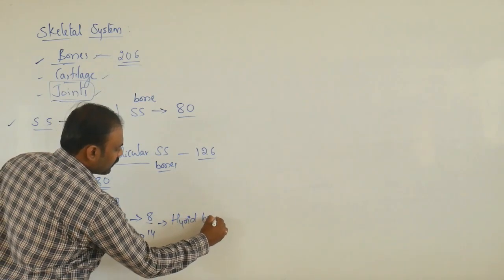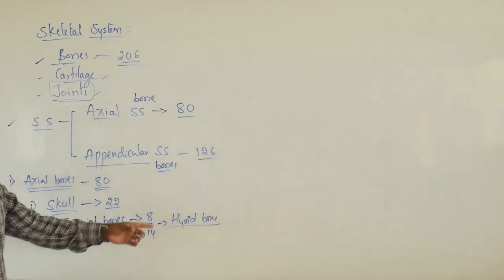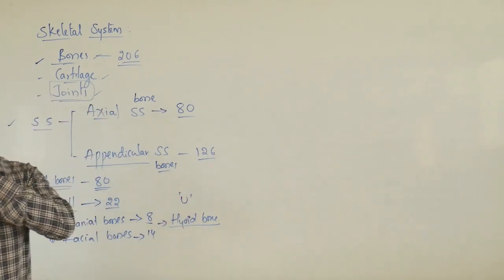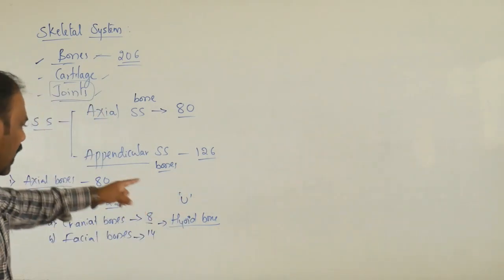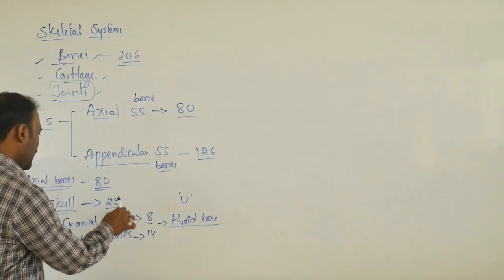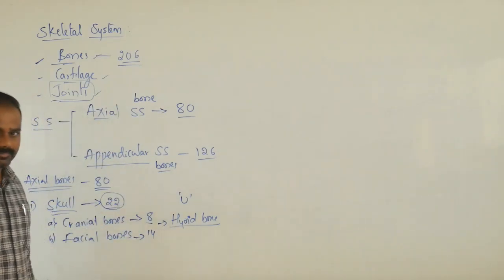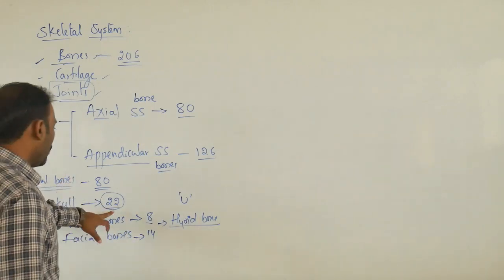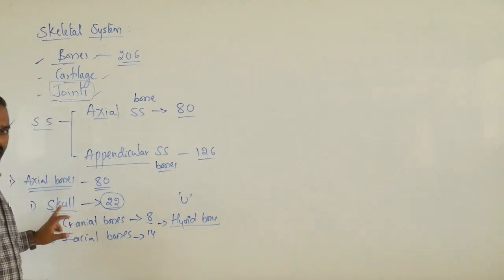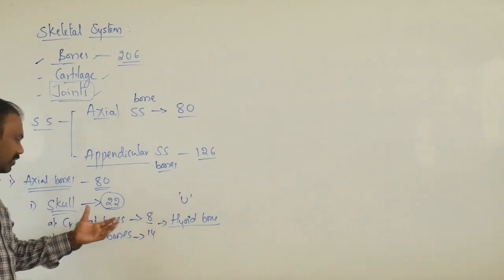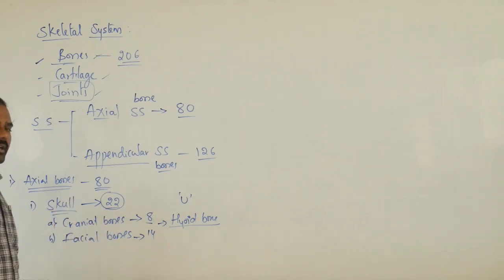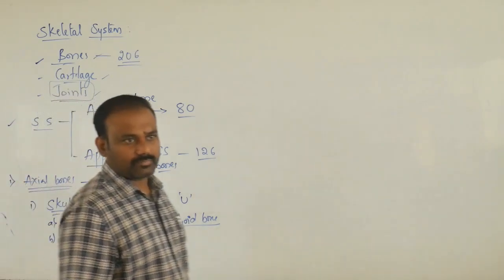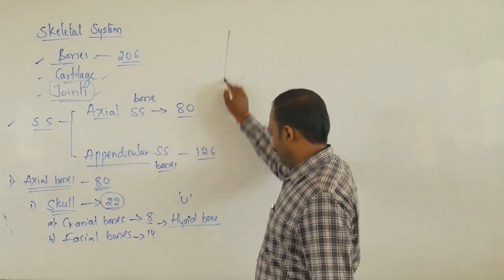hyoid bone. Yes, remember. So one U-shaped bone is considered as hyoid bone, which is present at this location. That is hyoid bone, which is included in the 22 bones. Clear? Out of 80, we discussed 22 bones come under skull. That is skull again divided into cranial bones. Second one is facial bones. There are 8 and 14, including hyoid bone. This is one set.